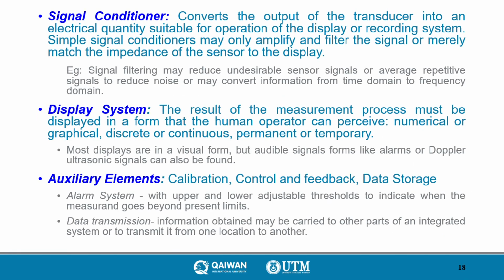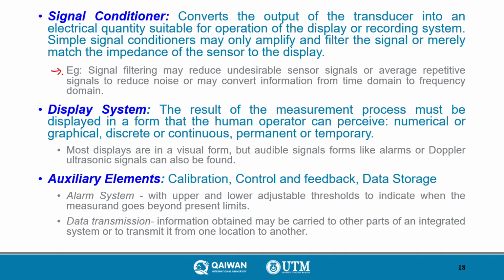Signal conditioning: the quantity that the sensor or transducer measures will be converted into a suitable form in order to be displayed or recorded. Simple signal conditioners may only amplify and filter the signal, or merely match the impedance of the sensor to the display.